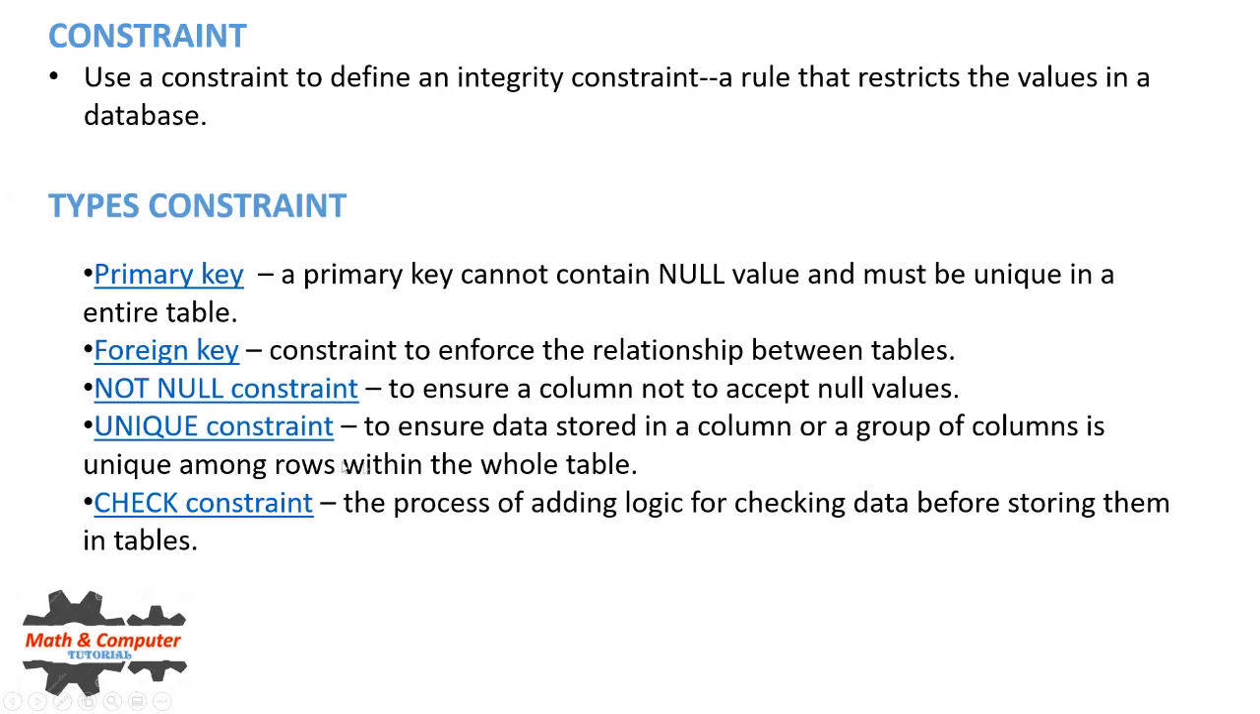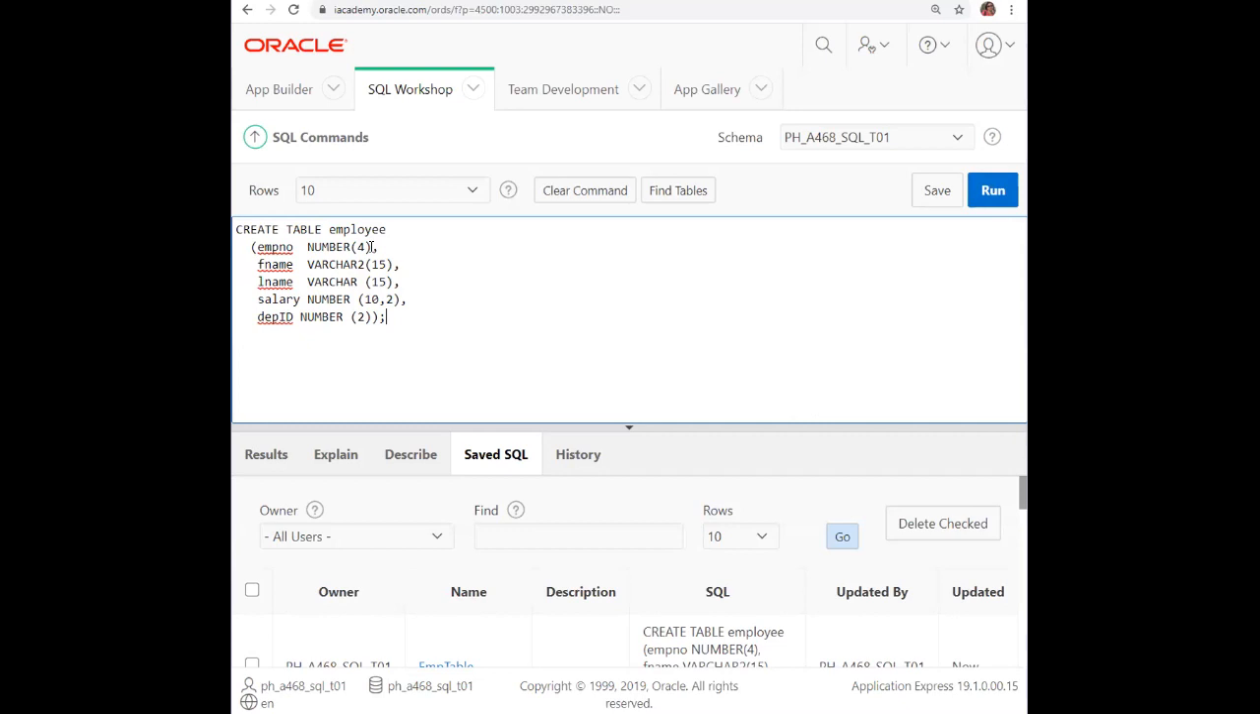So I have now here create table employee. So let us create a new table for employee. I already have all the column names here, data type, and the width. So let us now add constraints on this table. For example, for employee number, let us set a primary key constraint because employee number should be unique and cannot be null.